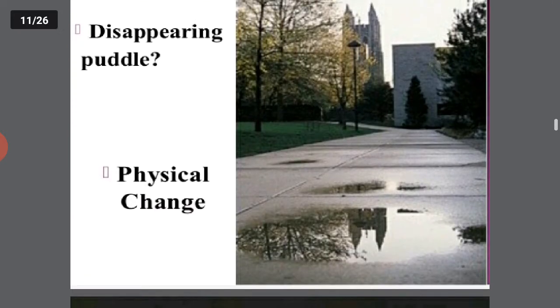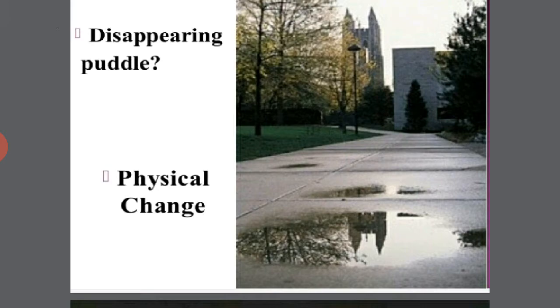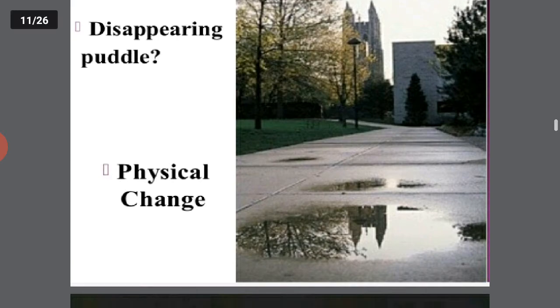Okay, you can see another physical change, disappearing puddle. After rain, you can see the water got accumulated at some places, and when the sun appears, due to the evaporation process, the water will disappear. So it's an example of physical change also. Again its state got changed.